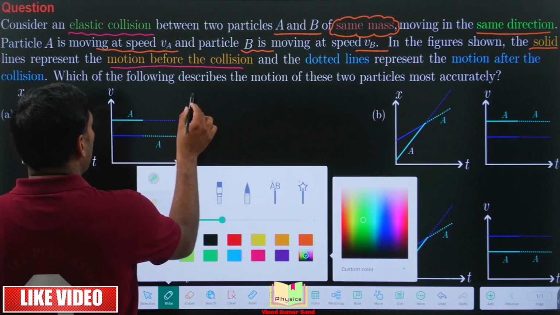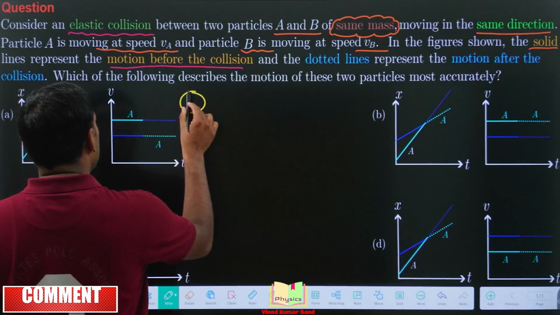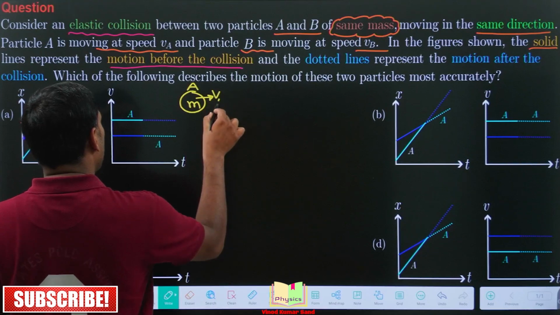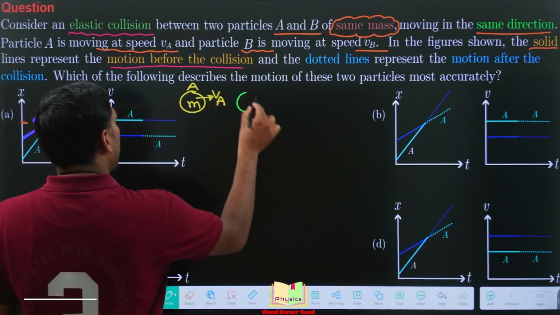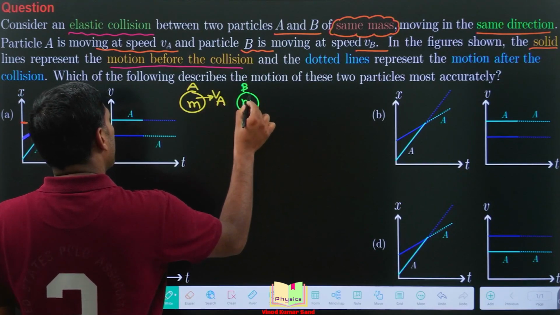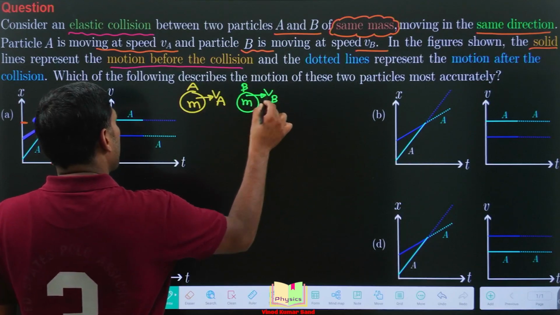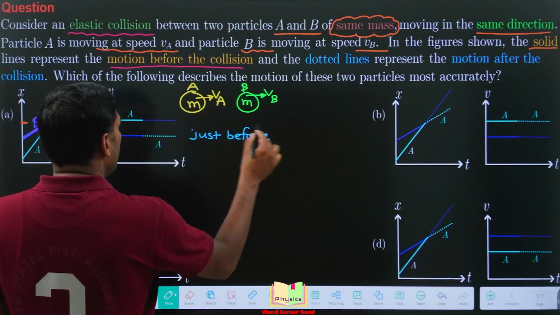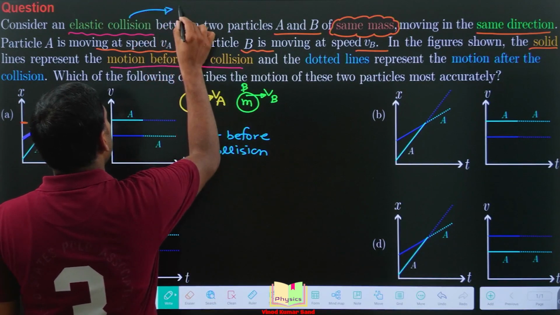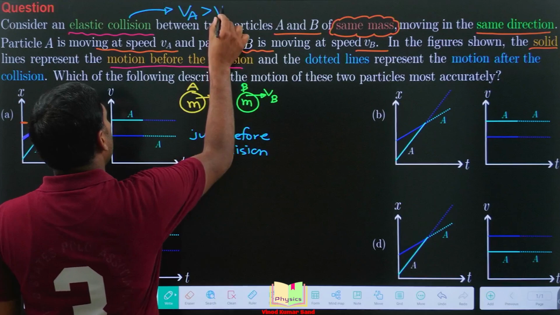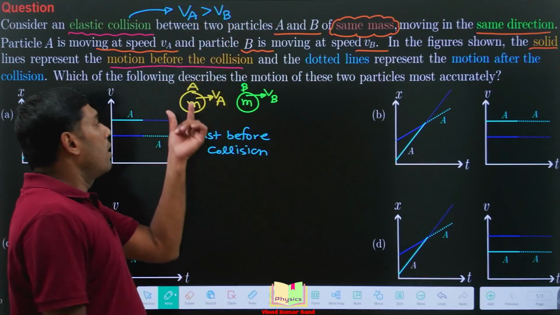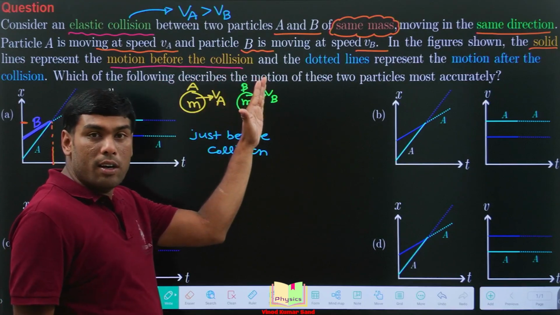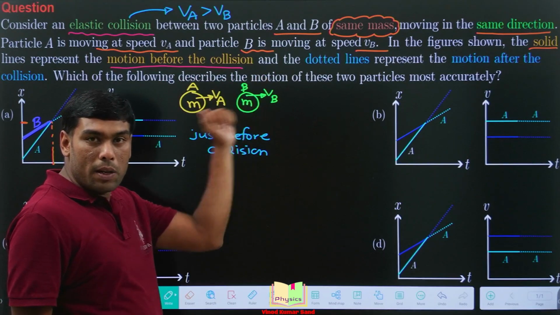If you draw the diagram just before the collision, this is particle A of mass m moving with the speed VA. This is particle B having mass m moving with the speed VB. We are making this picture just before collision. For collision to take place between them, VA should be greater than VB. If VA is greater, then it will go and hit the particle B. The collision will take place.